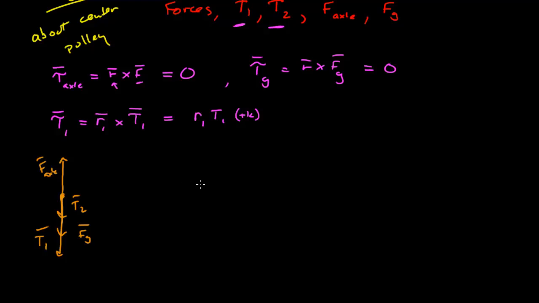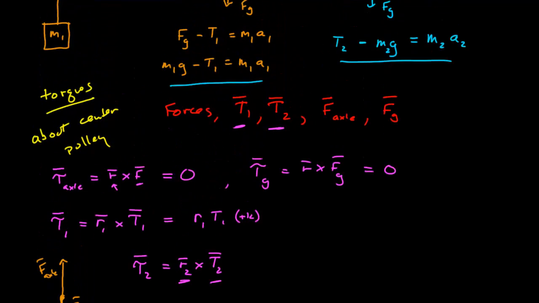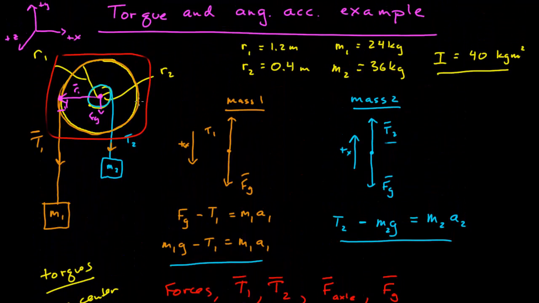Okay. So now, if we do the same thing for the torque due to tension 2, that's equal to R2 cross tension 2, where R2 is now the vector that points from the axis of rotation to the point where tension 2 acts. Well, tension 2 acts at the point where the rope makes contact with the pulley, which is a distance R2 away, and it makes a right angle, a 90-degree angle, with the tension force.